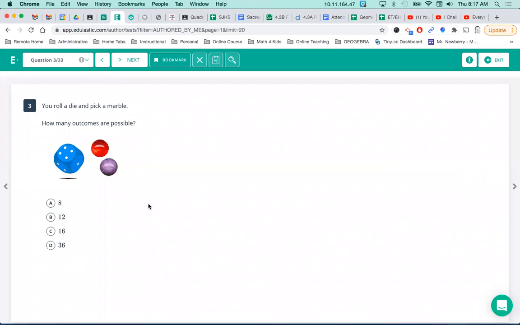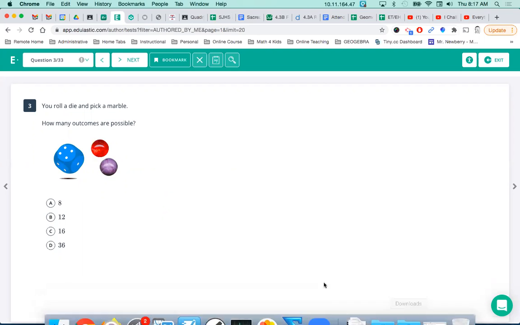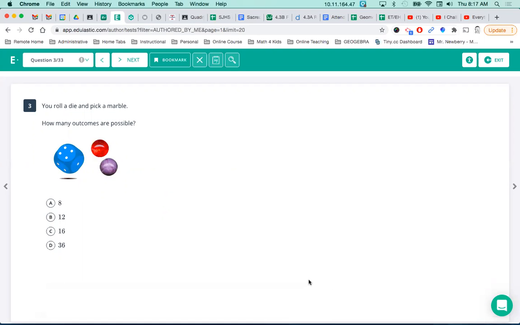All right. So question 3 is one that I think only 4 people got, but all of them got it wrong. It says you roll a die and pick a marble. How many outcomes are possible?